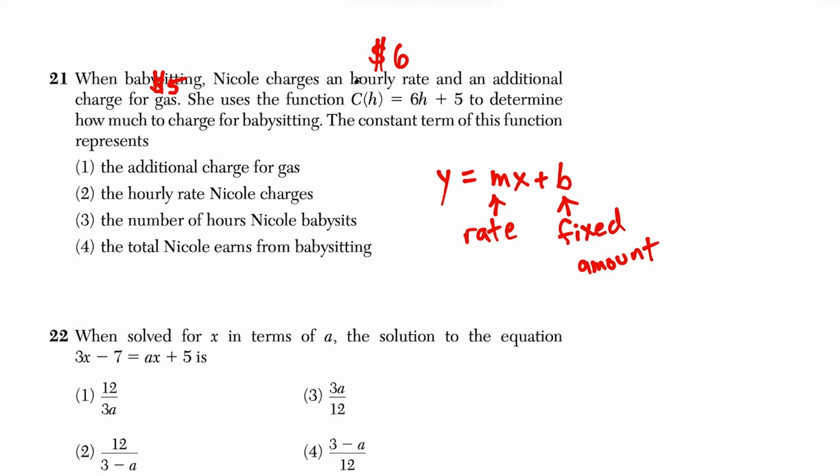And then C of H would represent the total amount of money that she makes. H is the number of hours that she works. So the constant term here, 5, represents the additional charge for gas. The hourly rate Nicole charges, that's the slope. That's the $6. So that's not the answer. The number of hours Nicole babysits is represented by H. And then the total here would be C of H. Okay, so that would be the function value C of H, how much money Nicole earns from babysitting for H hours. Okay, so choice 1 is our answer.